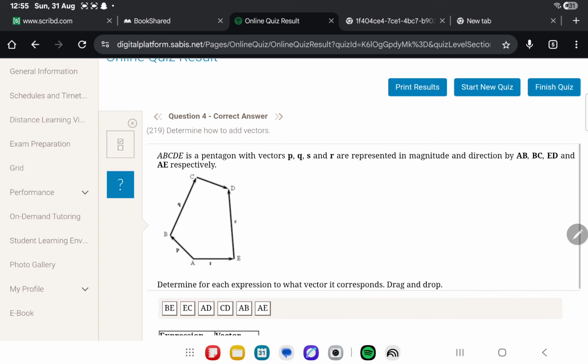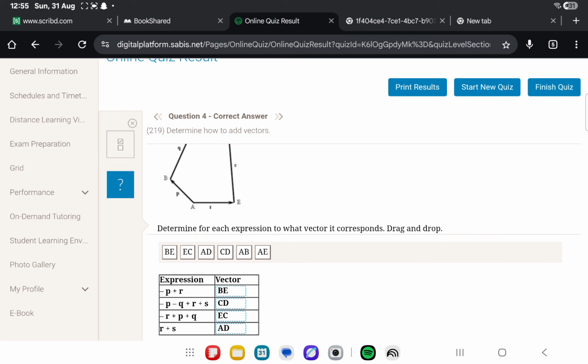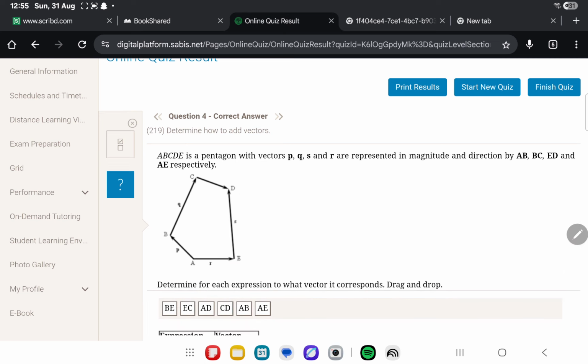Question 4. ABCDE is a pentagon with vectors P, Q, R, and S represented in magnitude and direction by AB, BC, AE, and ED respectively. So determine for each expression to what vector it corresponds. Whatever these are, the options. Negative P plus R, negative P.